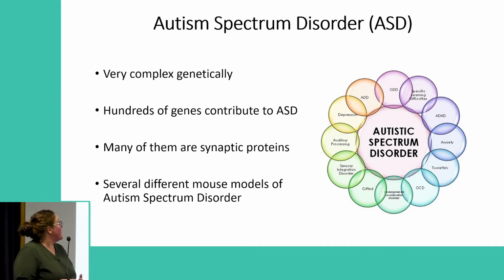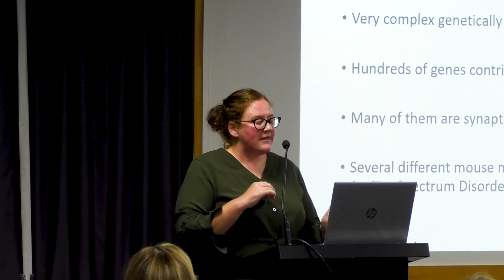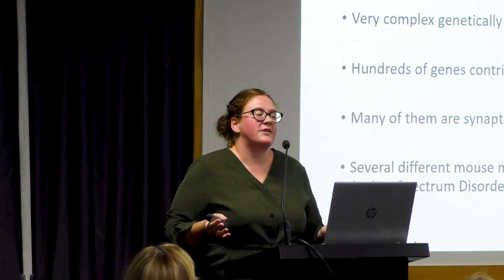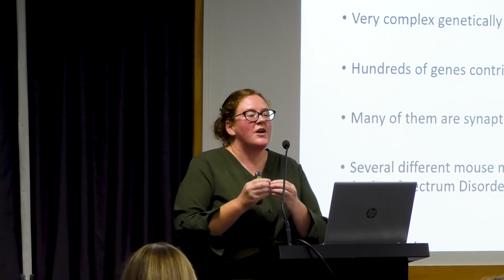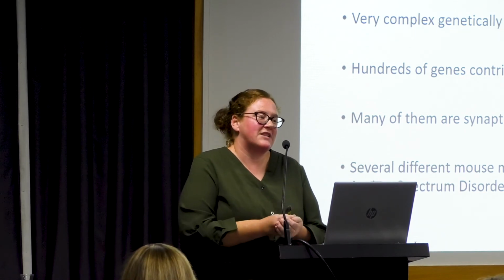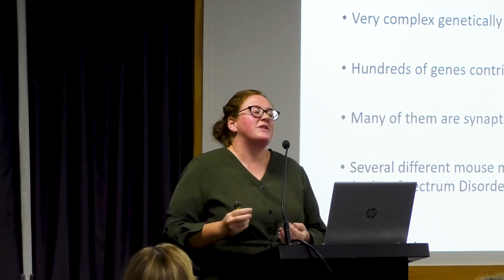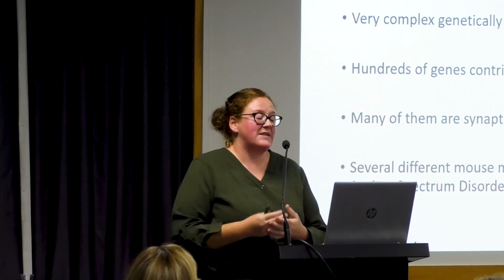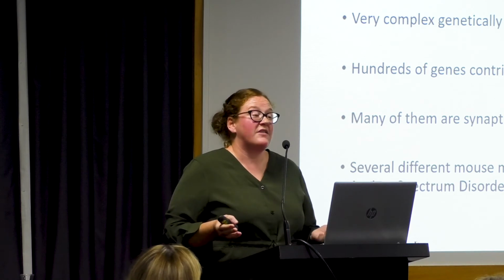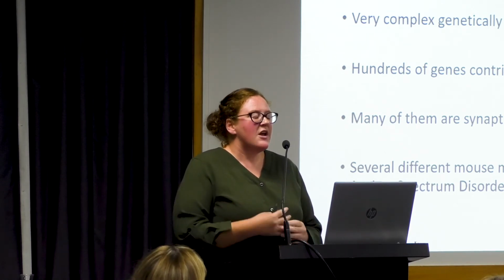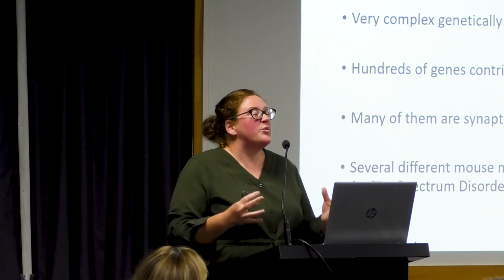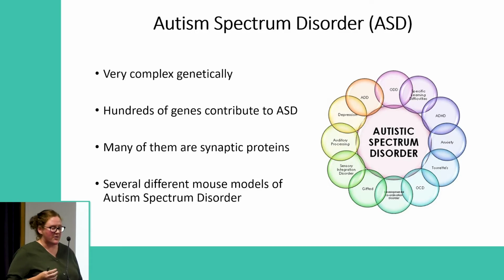Now, because there are so many mutations that have been revealed, there are quite a few different mouse models. But because there are so many different genes implicated, not each mouse model will be a perfect representation of disease. Some of them only represent about 1% of the mutations found in the human population. So it is very complex, but each mouse model offers a little bit of insight into what's going on in the brain.